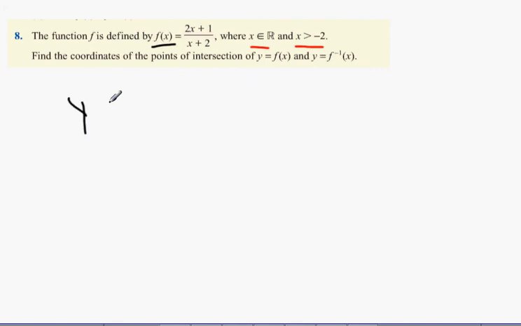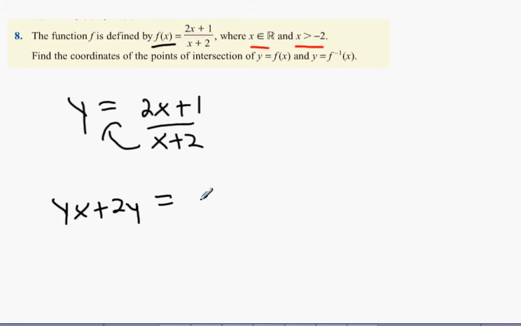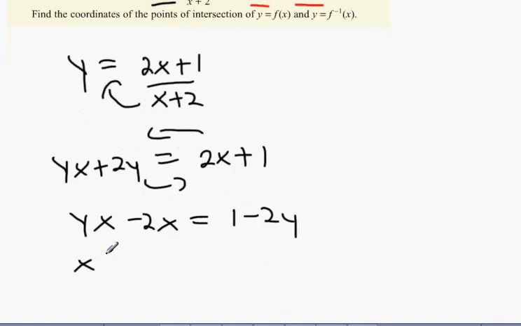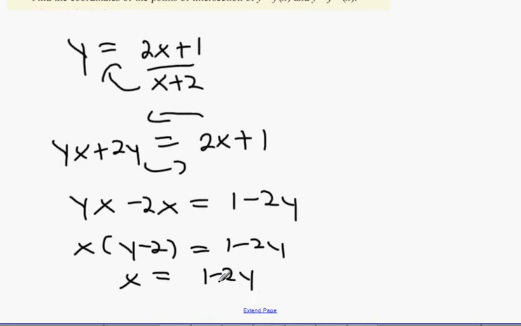y. Okay? y equals 2x plus 1 all over x plus 2. What do we do next? Cross multiply to get x on its own. yx plus 2y equals 2x plus 1. What's the next step? x's to one side, y's to the other. yx minus 2x equals 1 minus 2y. Finally, x bracket y minus 2 equals 1 minus 2y. x equals 1 minus 2y all over y minus 2.